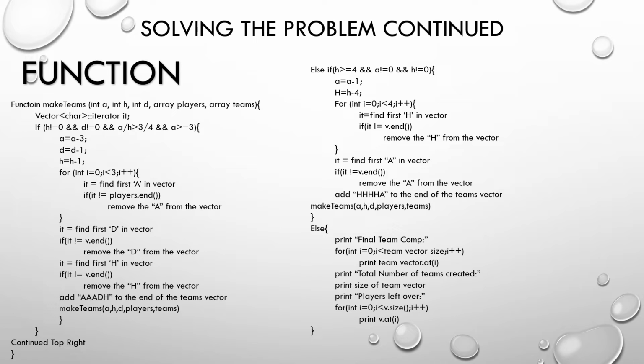And whenever neither of those scenarios are true, it will go to the else statement. It'll print final team comp, and then it'll print off the teams vector to show all the teams that were made. It'll then print total number of teams created, which is just the size of the teams vector, and then it displays the players left over. So it'll display the players vector, which shows the rest of the players that are still in the queue technically.